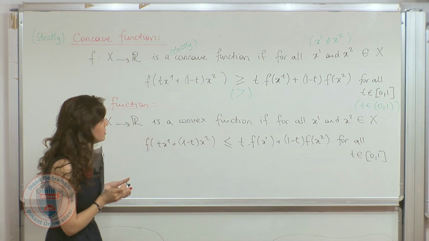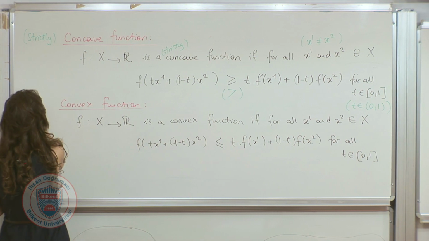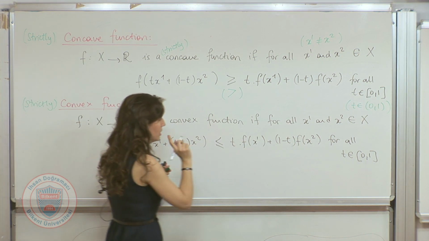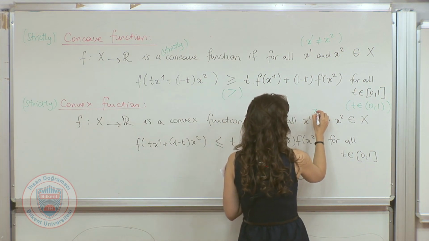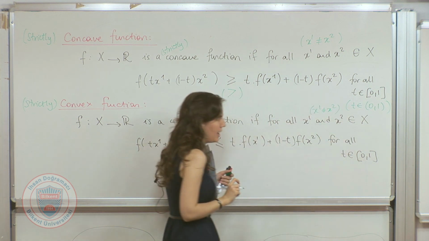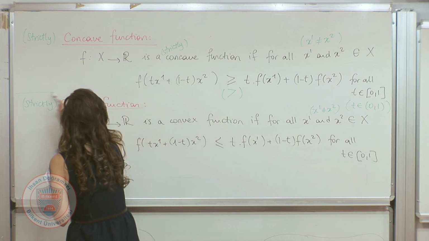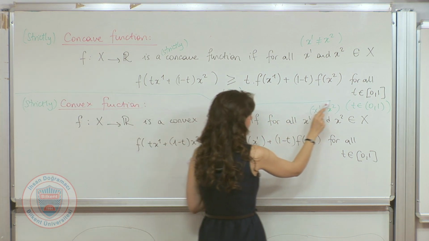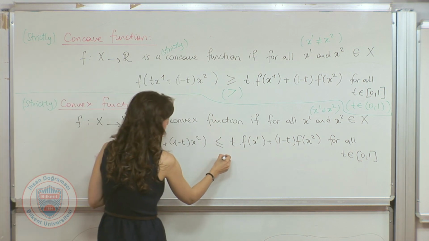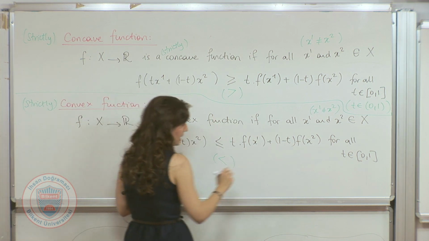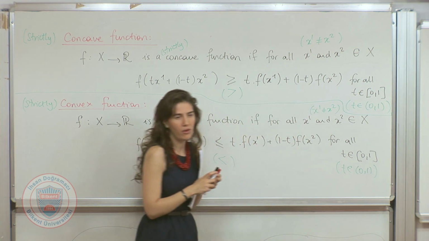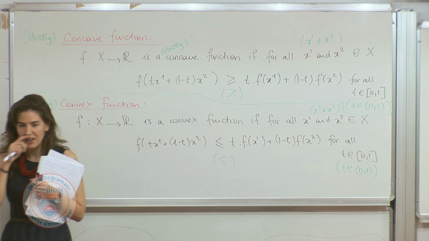And again, in order to make this strictly convex, in order to have strictly convex, I should get rid of the equality, right? So here I have to say for all x1 which is not equal to x2, element of X, okay? So let's put it like this. This should be strictly less than, and then I should make this t element of open interval 0, 1, okay? So this is how you would make convex.